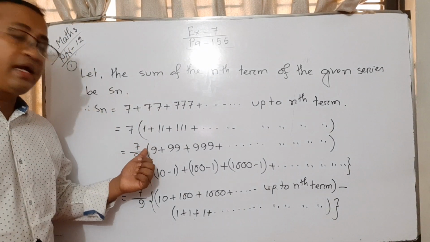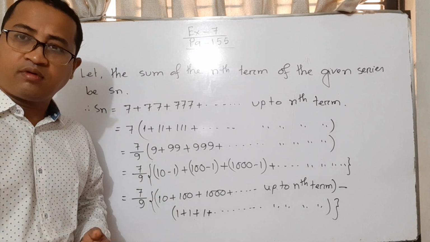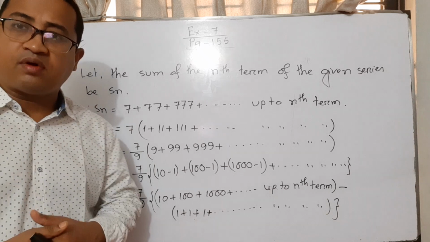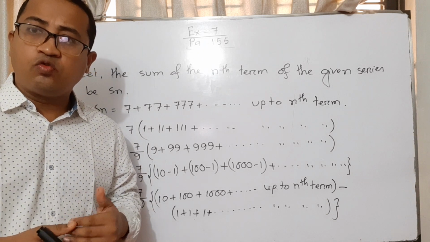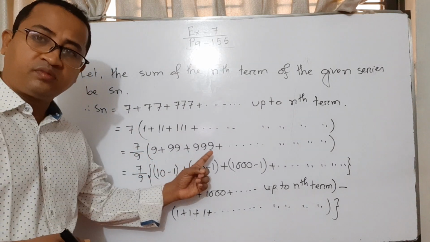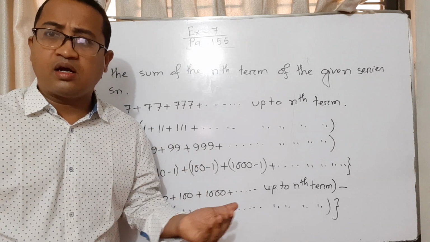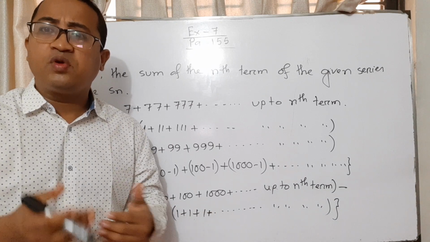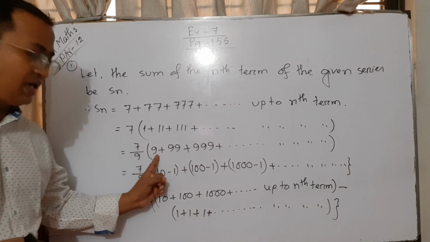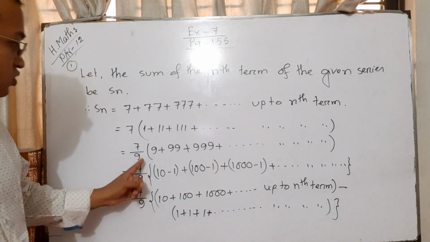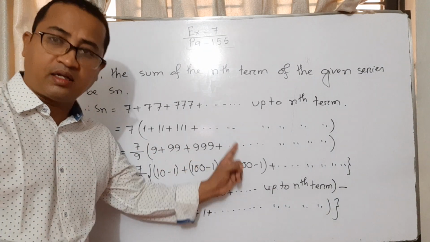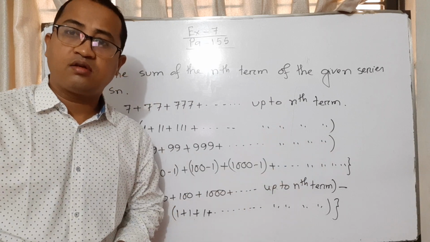Now look, again we can multiply this series by 9. At first we have taken 7 common from every term of this series. Now we will multiply every term by 9. So if we multiply every term, the sum becomes unequal. If you want to make it equal, you should divide it by 7. Divide by 7 and multiply by 7, so it will be balanced. So each term will be 9, 99, 999, like this up to the n term.